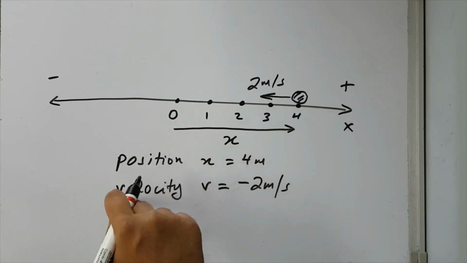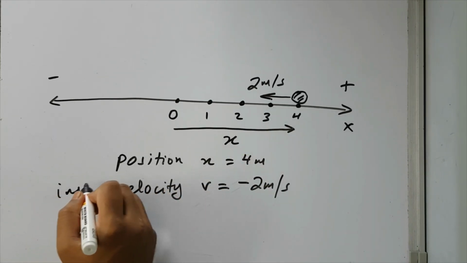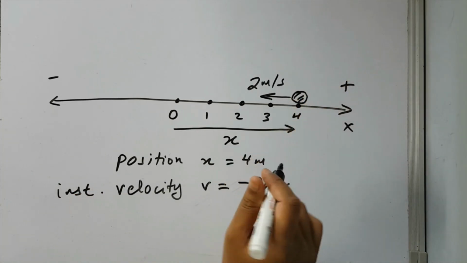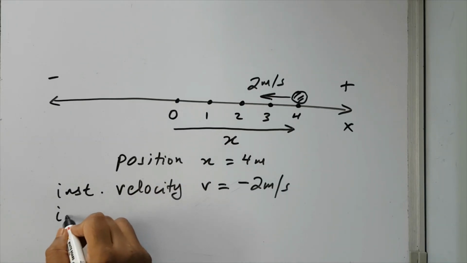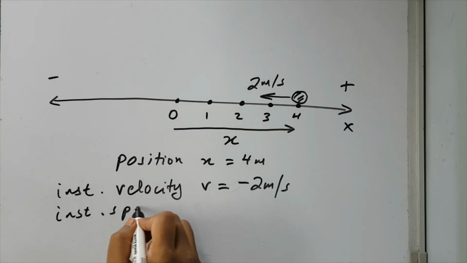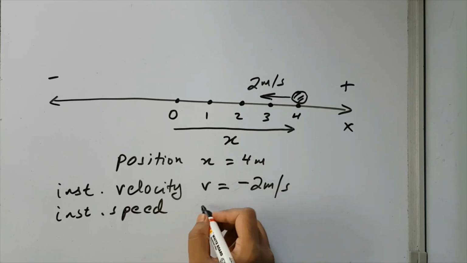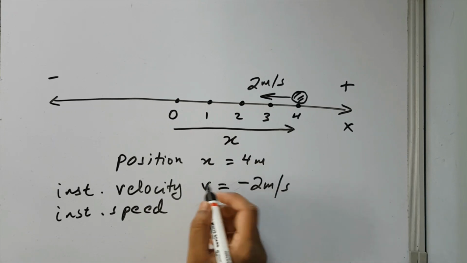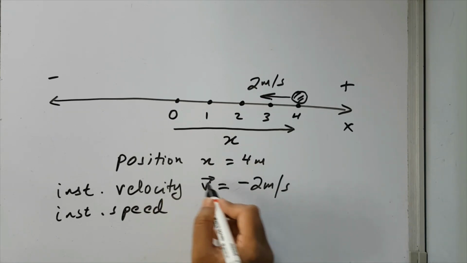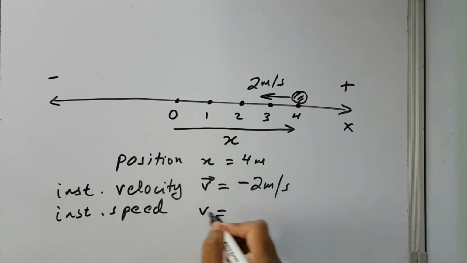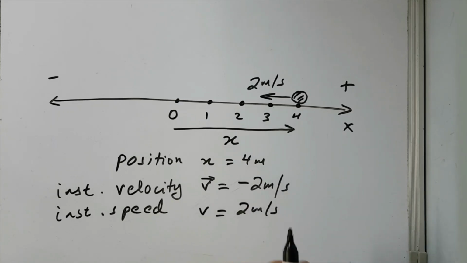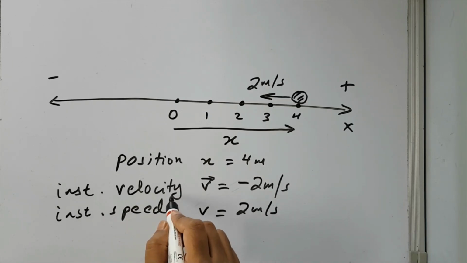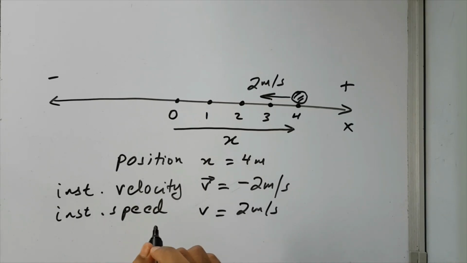Now what I'm writing here is the instantaneous velocity, not the average velocity. This is the instantaneous velocity at that particular instant. Now what about instantaneous speed? You could call velocity v vector, and speed as just v. v would be 2 meter per second. So you could see that the magnitude of instantaneous velocity is equal to the instantaneous speed.